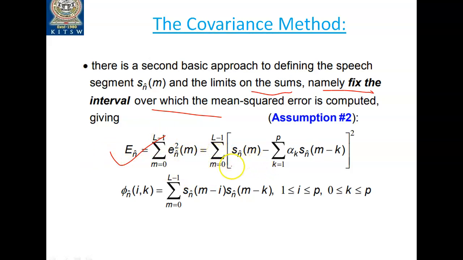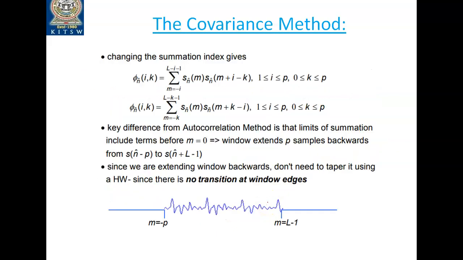Taking the limits from 0 to L minus 1, En squared of m is the summation of Sn of m minus the summation over k equal to 1 to p of alpha k into Sn of m minus k, whole squared. We also know phi n of i comma k is Sn of m minus i into Sn of m minus k, two sequences. In the covariance method, when you remember the previous video on the autocorrelation method, there we took m starting from 0.